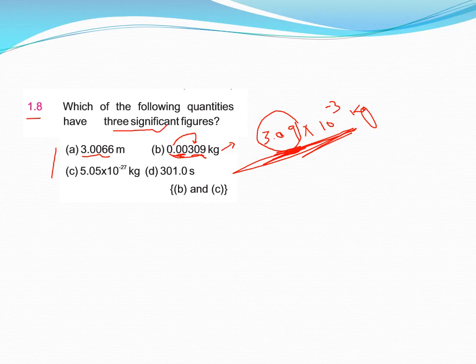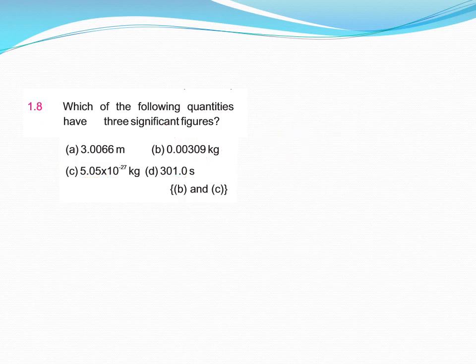So come to C. Here again it is already in scientific notation, 5.05 times 10 to the power minus 27. So how many significant digits are there? 3. So this is the correct option. And in D we have 4 significant figures, because the trailing 0 along with the decimal point is always significant. So the correct options are B and C. So dear students, options B and C have 3 significant figures.